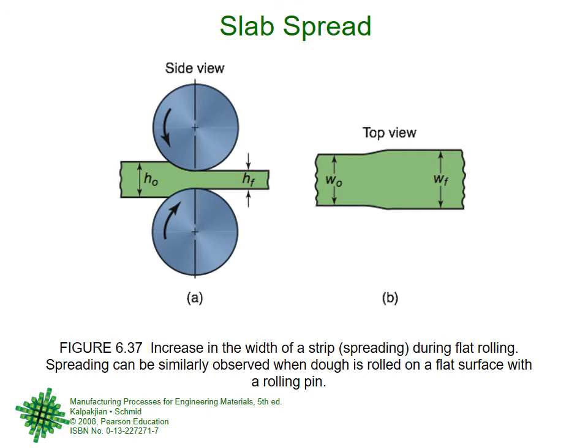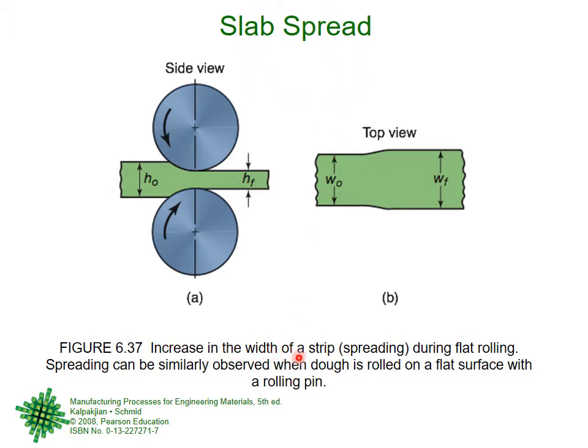Slab spread, right? It is a simple thing. You see, this is your initial slab. This has bigger thickness, and once it goes through the rolls, the length increases, the width increases, right? So this is the spread. The height is decreasing, but the width is increasing. So there is a spread that will always happen in rolling. If it is simple rolling, not shape rolling, then it will decrease the thickness but increase the cross-sectional area.